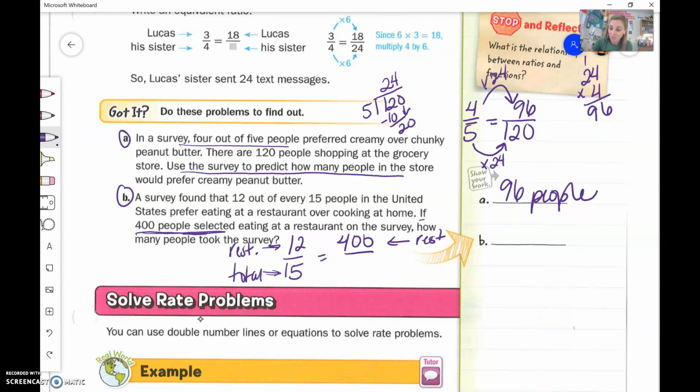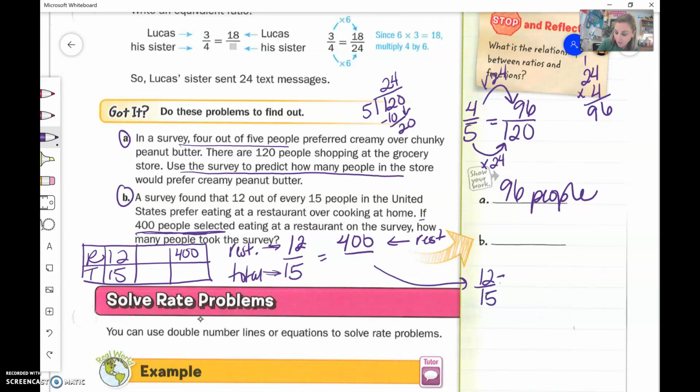Okay? It would just be like setting up our little bar diagram. Very similar. So restaurant in the total, you'd have 12 out of 15, and then you would have 400. Okay, so 12 times what gives us 400? Well, man, that's tough. So I'm going to scale back and scale forward. When I look at 12 and 15, I know that I can divide each of those by 3.